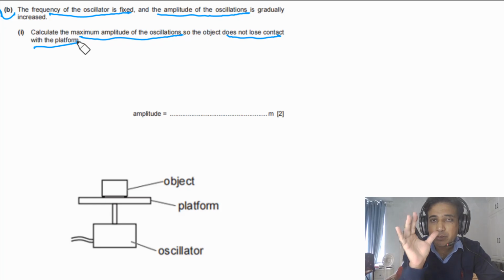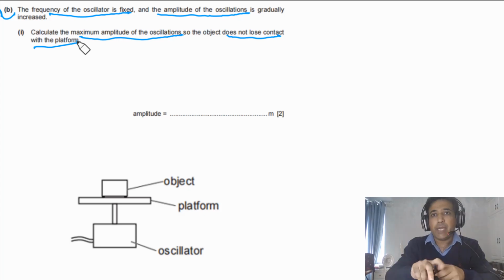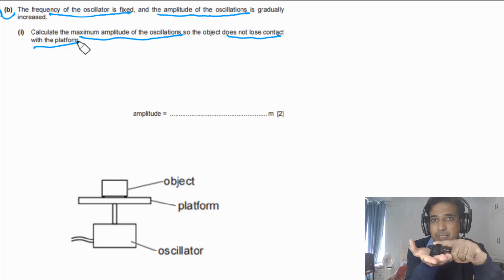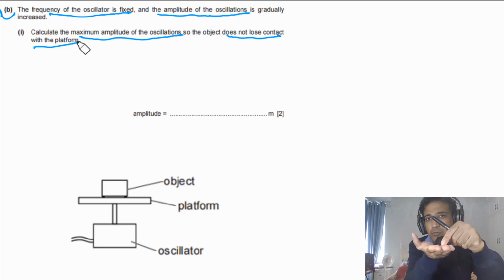So in order to answer this question, we need to understand there are two kinds of accelerations. One is acceleration due to gravity, that is the maximum acceleration of this object, the maximum downward acceleration of this object is equal to g. But if the downward acceleration of the oscillator increases, meaning it is greater than g, then the object will lose contact with the oscillator. So this is what will happen, like this. So this is the main concept.